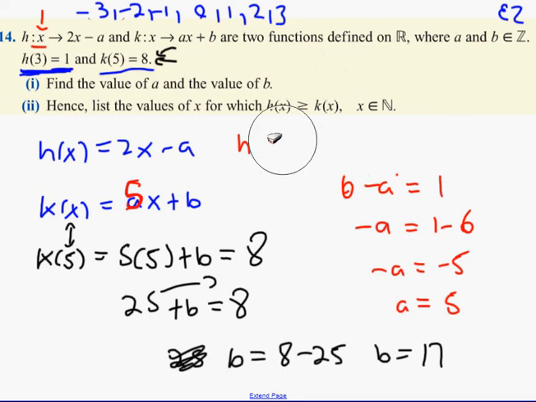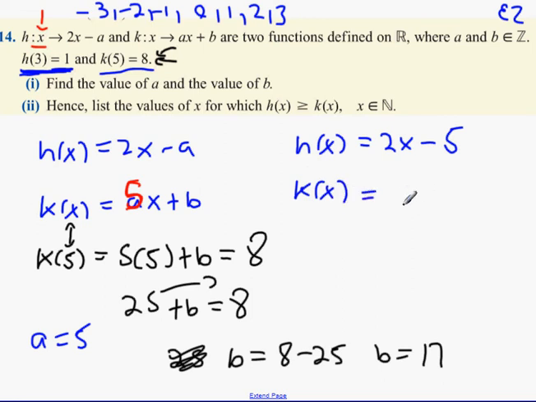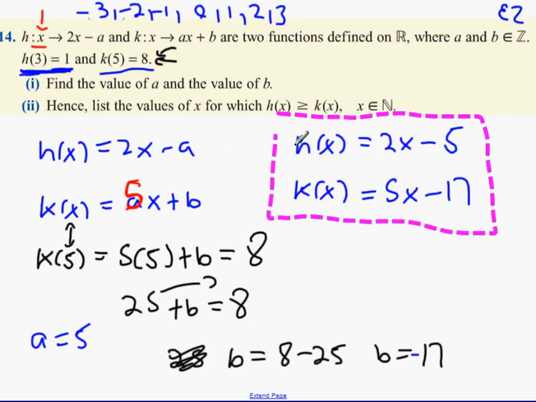I'm going to rewrite both equations. Do you see the way I know what a is and what b is? It means I can rewrite both equations to look like this. h(x) equals 2x minus a. A was 5, wasn't it? k(x) equals 5x because it's ax. And what's the b value? Minus 17. So, do you see this here? These are my two functions without any letters in them, because I found out what the letters represent.